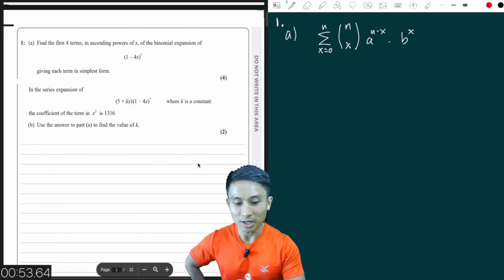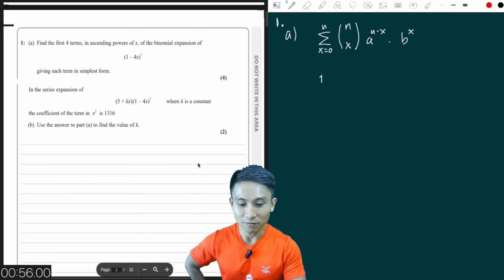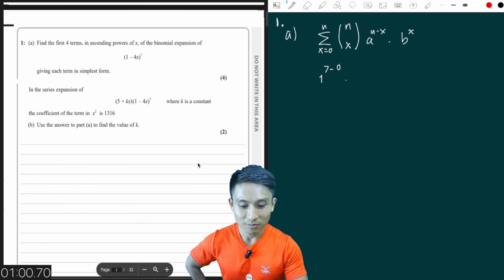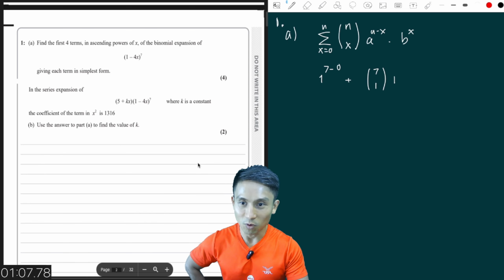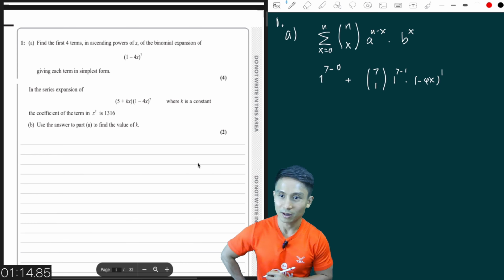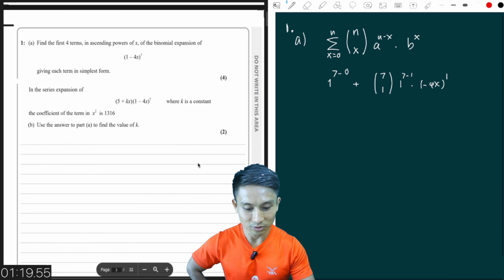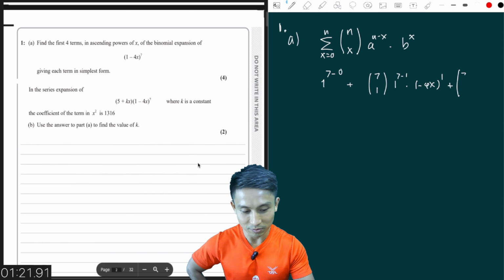So the first term would be 1 to the power of n minus 0. That's the first term. Plus 7C1, 1 to the power of 7 minus 1, and this will be the second term, minus 4x to the power of 1. We want the first 4 terms, so we've got to keep going. The third one is going to be 7C2, 1 to the power of 7 minus 2, and minus 4x to the power of 2.